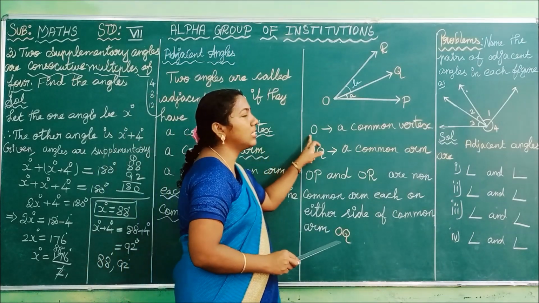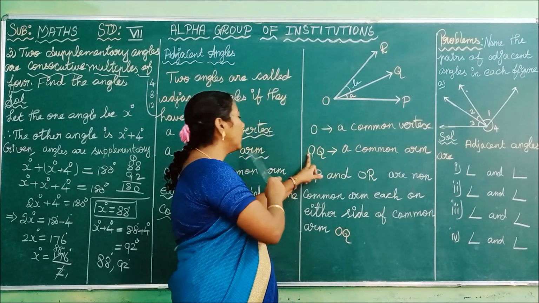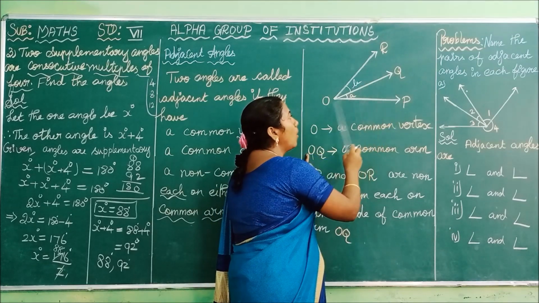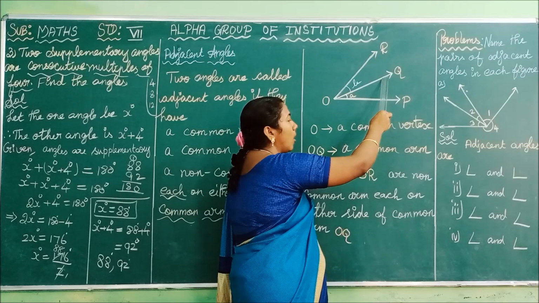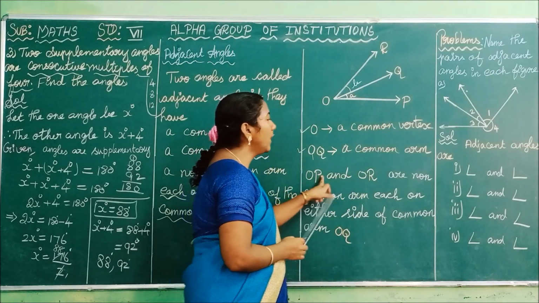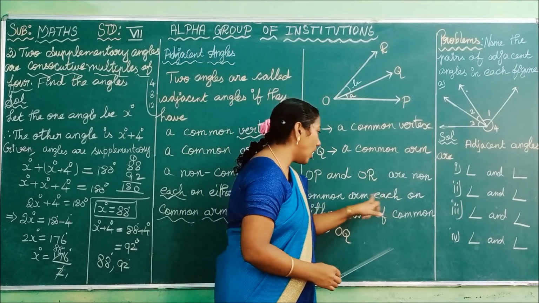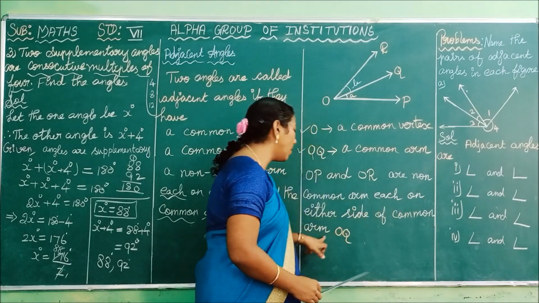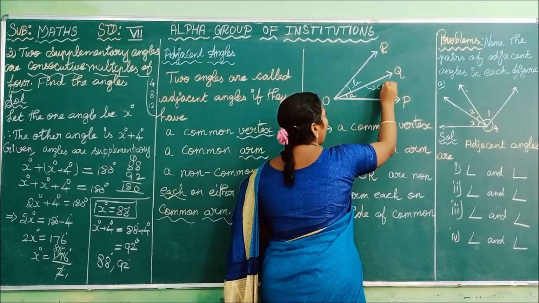So the first condition is satisfied. There is a common vertex. Next, it should have the common arm. See here, OQ is the common arm of OP and OR. So this is the common arm. So the second condition is also satisfied. See, OP and OR are non-common arms, each on either side of the common arm OQ. Which is the common arm here? This is the common arm.